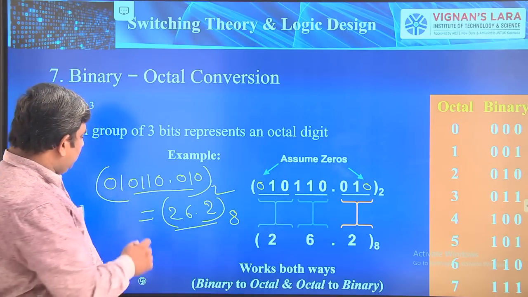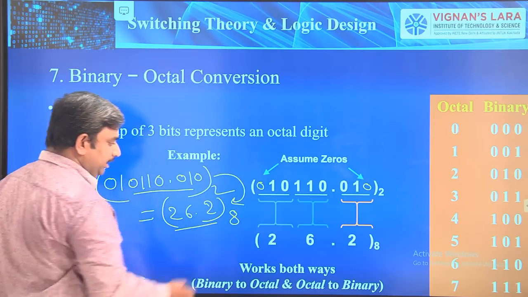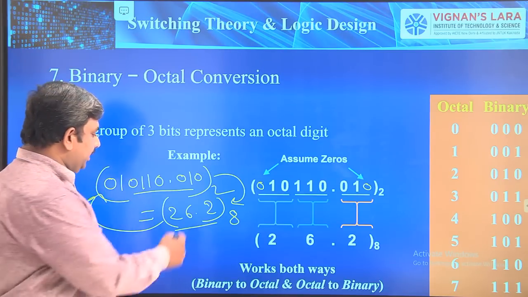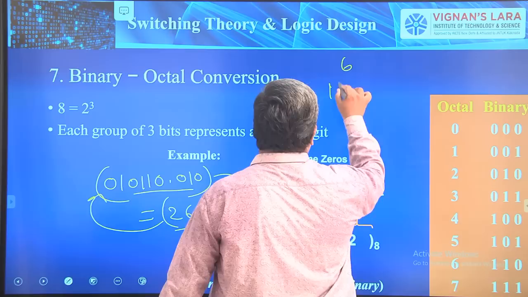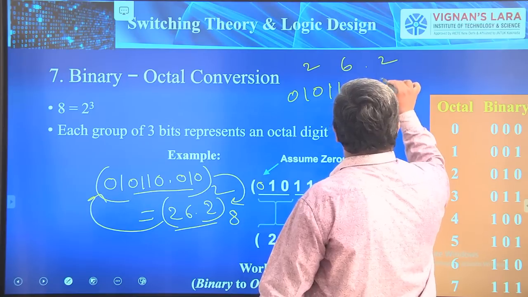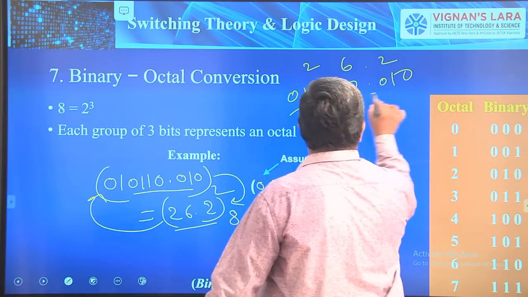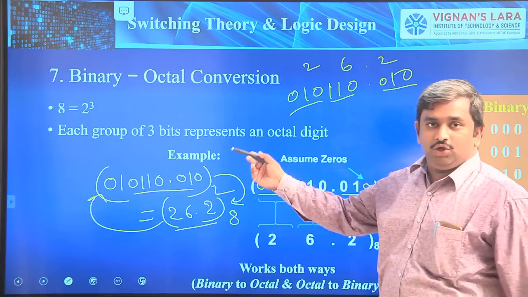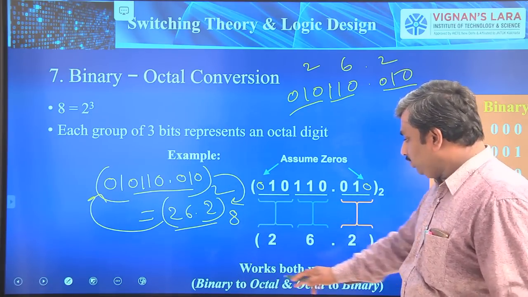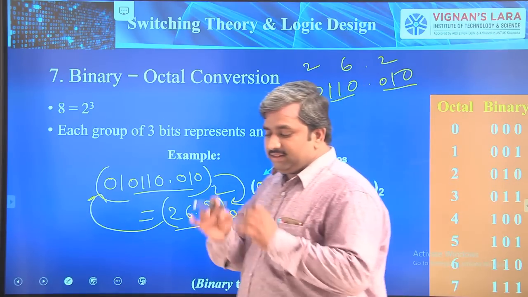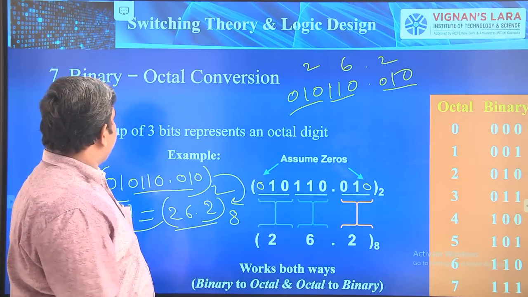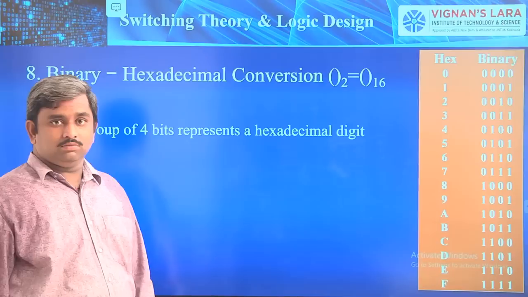So here you can convert from binary to octal in this way. Otherwise, you can convert from octal to binary in this way. For example, 26.2 is there. For 6 the equivalent value is 110, for 2 the equivalent value is 010, and for the fractional 2 it is 010. So you got the same value, right? You have the option to convert in both directions. It's not a big problem. It works both ways, binary to octal and octal to binary. The same principle is used in both directions. Okay, thank you. Next we will see binary to hexadecimal.